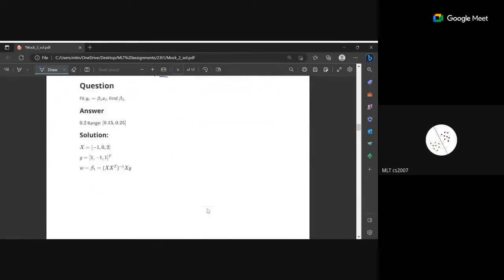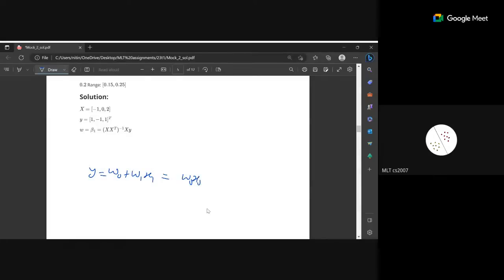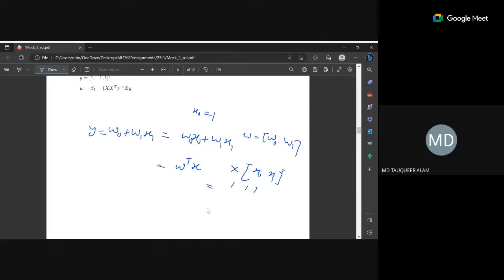Dummy feature, right, yeah. If I draw it in vector form, y equal to W0 plus W1 x1, or say W0 x0 plus W1 x1, where x0 is always one, right? And I can write it as W transpose x, where W is your W0, W1, and X will become this matrix, X0 and X1. So X0 will be 1, 1, 1, acting like a unit vector. X0 is the dummy feature that we call it, and X1 is given to it, like -1, 0, 2.